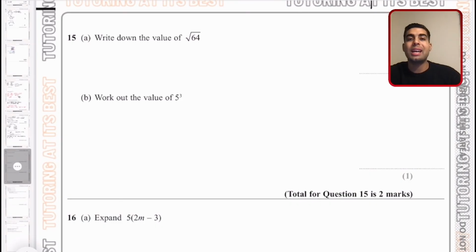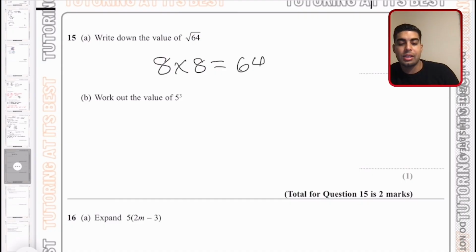And that is writing down the value of the square root of 64. So with a square, you take one number and multiply it by itself in order to get a larger number. The square root is where we do the inverse of that. So we need to find one number, which in this case we know is going to be 8. If you multiply it by itself, it gives you 64. So the value of the square root of 64 is 8.